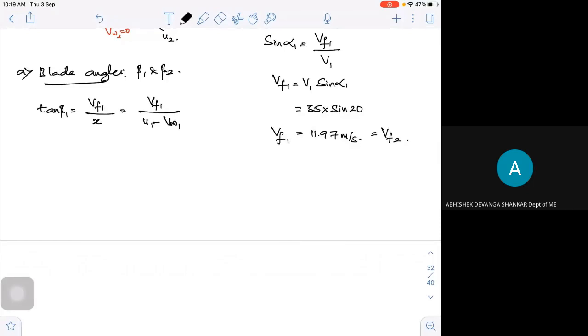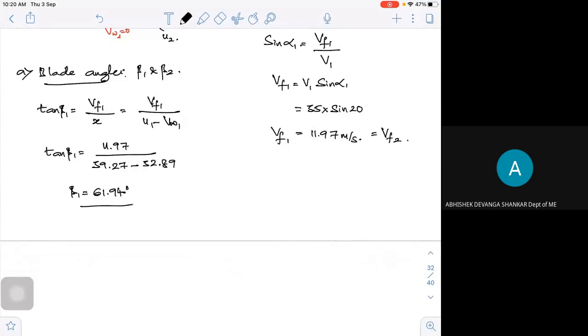So tan beta 1 is equal to 11.97 divided by 39.27 minus 32.89, and take beta as tan inverse of this particular thing. I will be getting beta 1 as 61.94 degrees. I got beta 1.